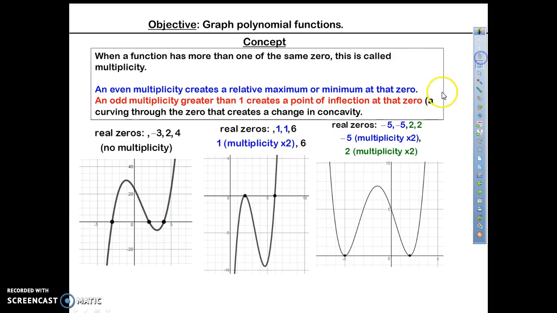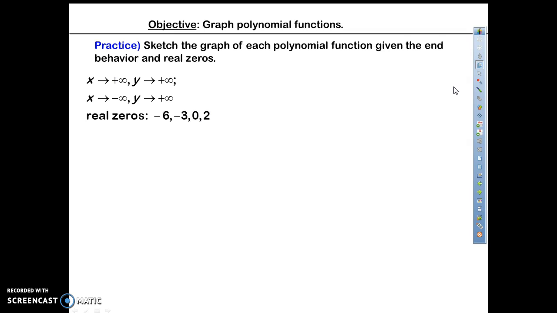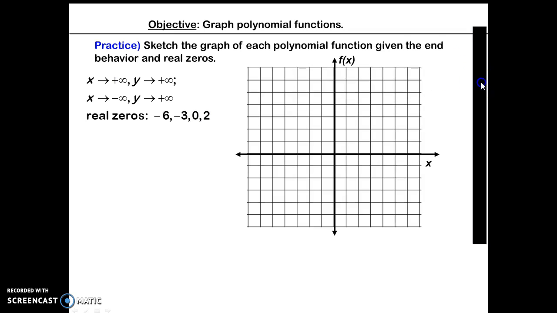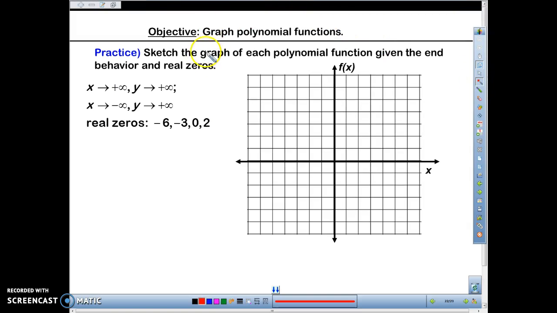So some of the examples we're going to look at. Here I have an example where I have real zeros of -6, -3, 0, and 2. Remember, your first step is to plot your x and your y axis and scale. So if you're going to scale it, please let me know how you're scaling it. Step 2 was to plot my zeros.